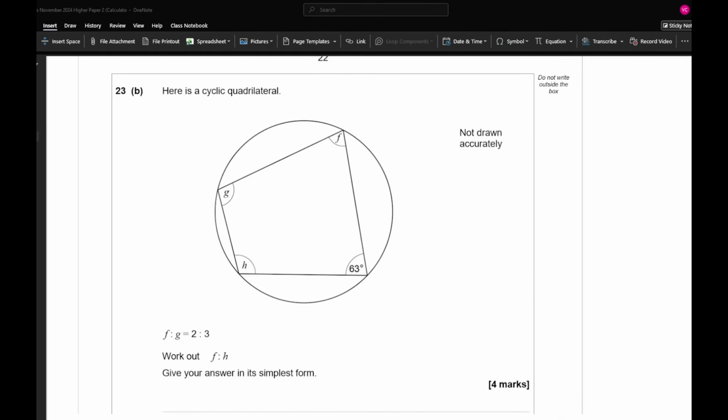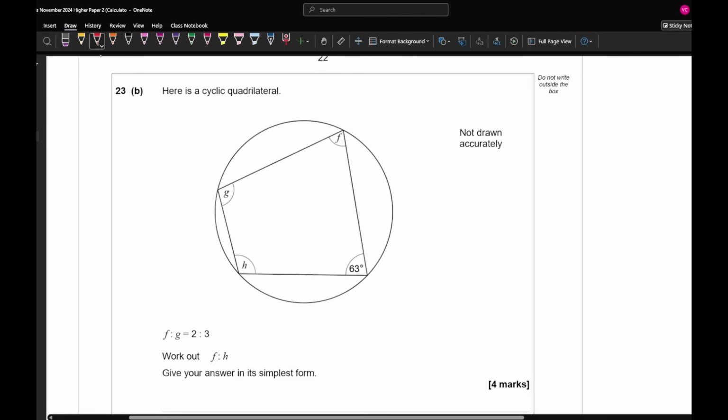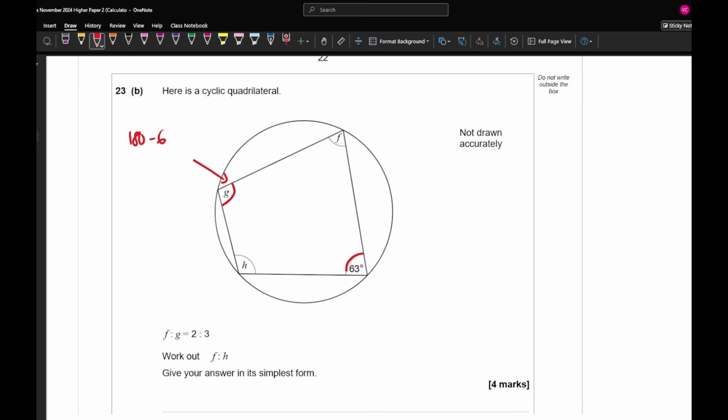Now moving on to question 23b, it says here is a cyclic quadrilateral. The ratio of f to g is in the ratio 2 to 3, and the question is asking us to work out the ratio f to h, giving our answer in its simplest form. So for this particular question, what I need to do basically is work out what all these angles are. One of the key properties of a cyclic quadrilateral is that opposite angles add up to 180. So g plus 63 is going to add up to 180. So I can work out what g is, and that's going to be 180 minus 63, which is 117. So that's what g is going to be.